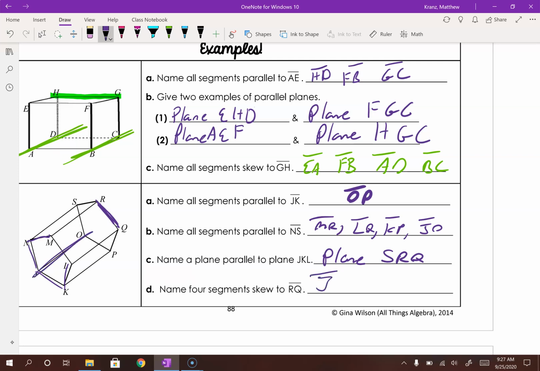So we have JO. We have JK. We have, I can't see my letters here. JN. And we'd also have PK. PK would also count. So those are 4. Also, you can say ML. Those wouldn't touch. Not LM. ML is parallel, but NM would count as well.